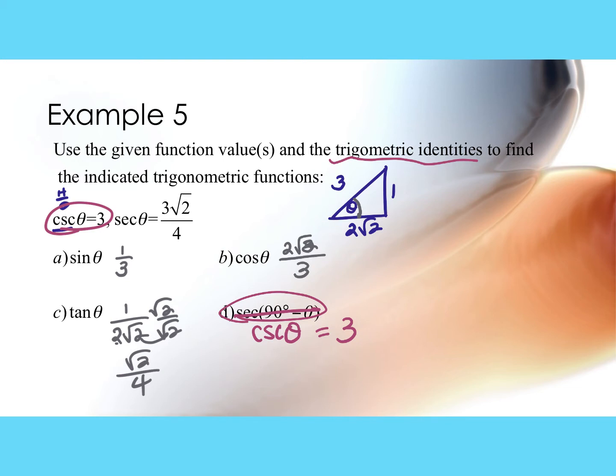Wait, how'd you get 3 for the last one? Because, well, once I know secant of 90 minus theta is the same thing as cosecant of theta, they gave me cosecant of theta here. But you could also have done hypotenuse over opposite. It's the same thing. It would have been 3 over 1, which is 3.